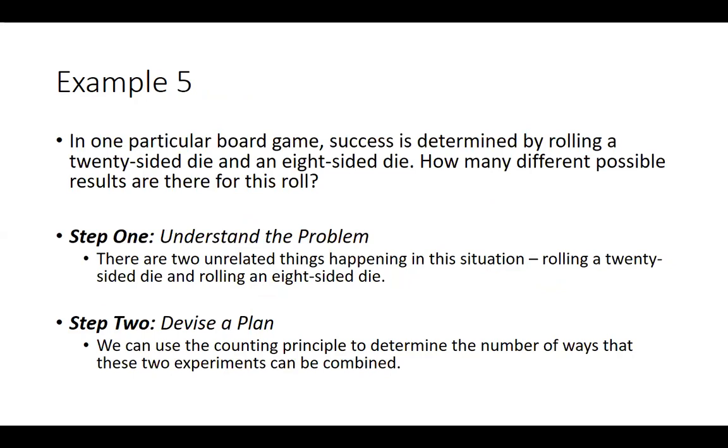Example 5. In one particular board game, success is determined by rolling a 20-sided die and an 8-sided die. How many different possible results are there for this roll of the dice? So let's understand the problem. There are 2 unrelated things happening in this situation: rolling a 20-sided die and rolling an 8-sided die. Since we have 2 unrelated events, we can use the counting principle to determine the number of ways these 2 experiments can be combined.